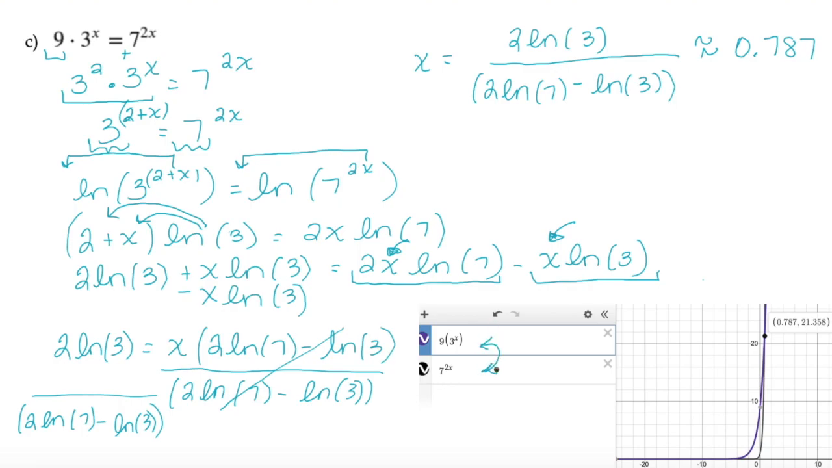Utilizing the intercept method here, where do they intersect each other? On the left, I wrote it just like I see on my example, where I have 9 times 3 to the power of x is equal to 7 to the power of 2x. Where do they intersect each other? And I can see, yes, in fact, the algebra that we had done earlier matches the approximation from that algebra. Let's move to slide 4.